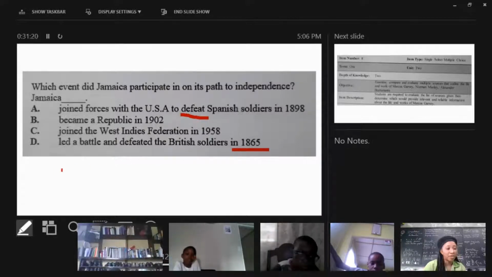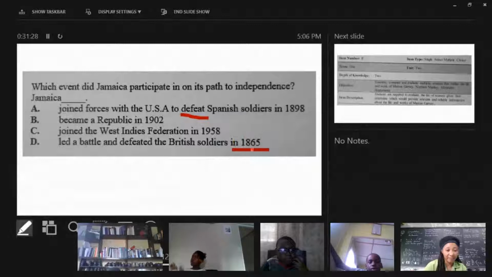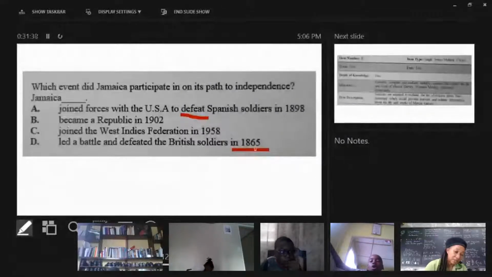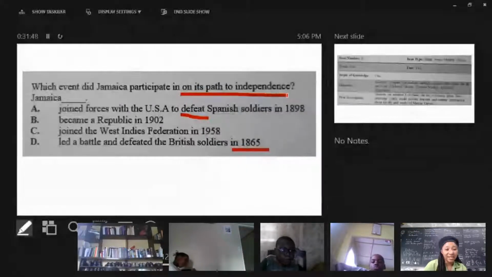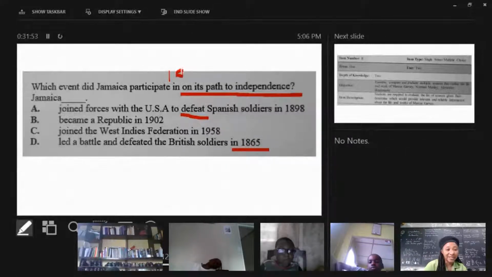There was an opposition put up by the Maroons in Jamaica against the British soldiers. But was it in 1865? 1865 was the Morant Bay Rebellion. That was the time of Paul Bogle. The opposition to the British soldiers would have been prior to that. On the path to independence would be closer to, remember, independence was what? 1962. So to be closer to that era, not in the 1800s.